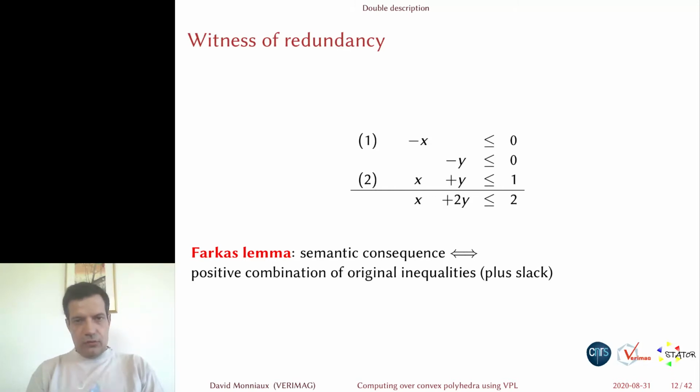But this is also a necessary condition. I mean, if you are a semantic consequence of the other constraints, then there exist these coefficients. So for instance here, the last constraint, x plus 2y less than 2, is a consequence of the three others. That was a constraint in my blue triangle, the extra constraint. If I multiply the first constraint by 1, and I multiply the third constraint by 2, and I sum them, then I get the redundant constraint.